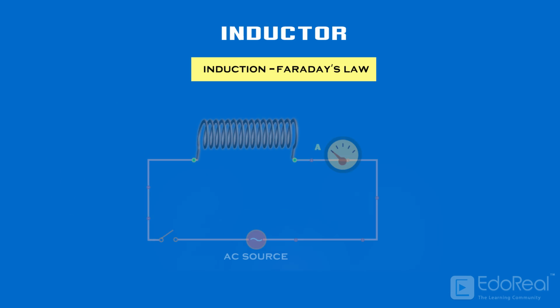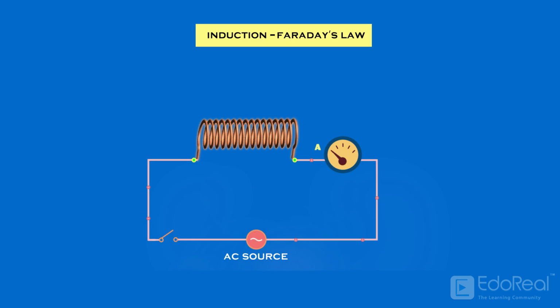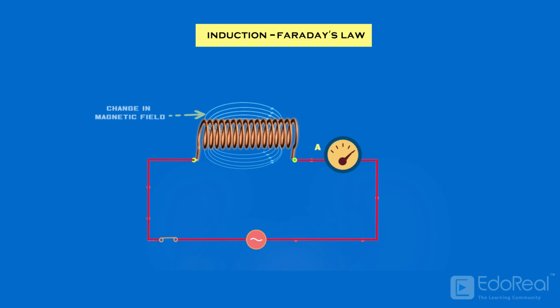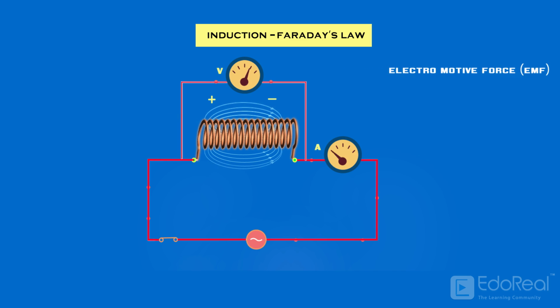Let us consider an AC source connected to an inductor through a switch. When the switch is closed, the alternating current flows into the coil, and a changing magnetic field is generated around the coil. This changing magnetic field, or magnetic flux, induces an electromotive force, or voltage, across the inductor. This is also called back EMF. This principle is called Faraday's law of induction.